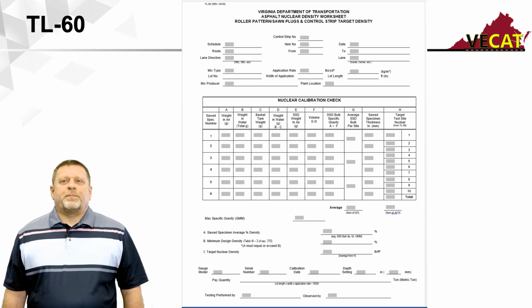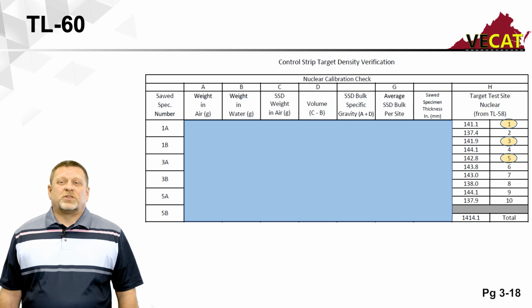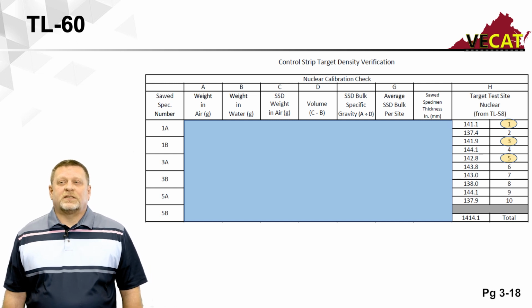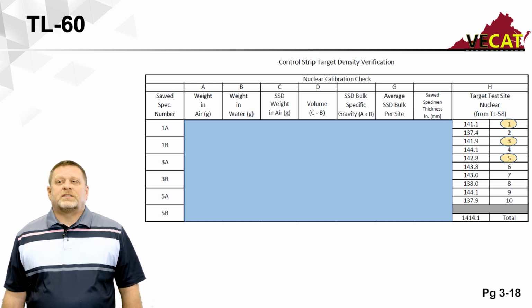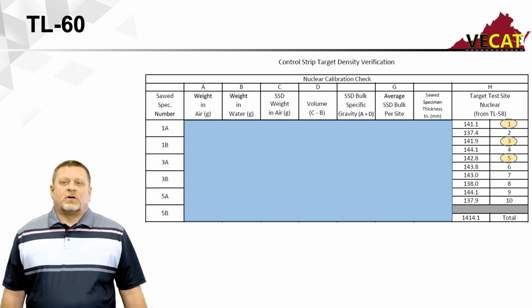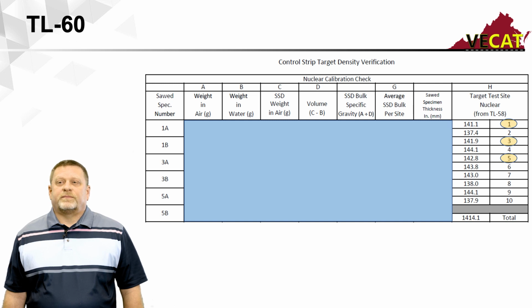Here's just an example of a TL60 form. I know it's a big form on a small screen, but this gives you an idea of what the form looks like. Now we're going to focus on the center portion where we're doing most of the calculations. We're right back to where we were before. On the far right hand side is the nuclear densities that were recorded when we did our control strip. Our specimens are labeled 1, 3, and 5, A and B.